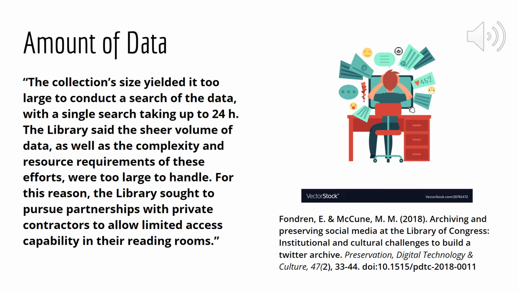The primary challenge to the successful curation of Twitter data is the overwhelming amount of data that is being produced on the platform. In Fondren and McCune's 2018 study of the Library of Congress's Twitter Archive project, they discussed the library's struggle to make the archive accessible for searching. About the project, Fondren and McCune tell us the collection size yielded it too large to conduct a search of the data, with a single search taking up to 24 hours. The library said the sheer volume of data, as well as the complexity and resource requirements of these efforts, were too large to handle. For this reason, the library sought to pursue partnerships with private contractors to allow limited access capability in their reading rooms.